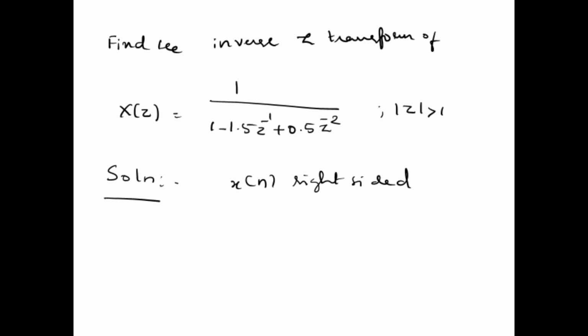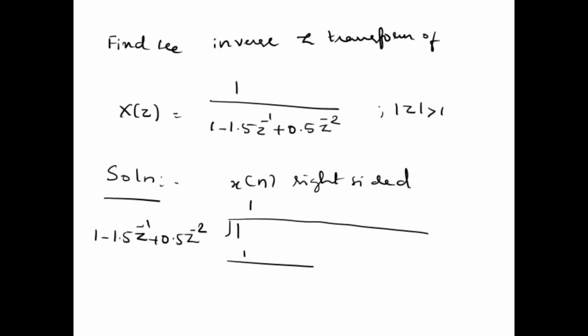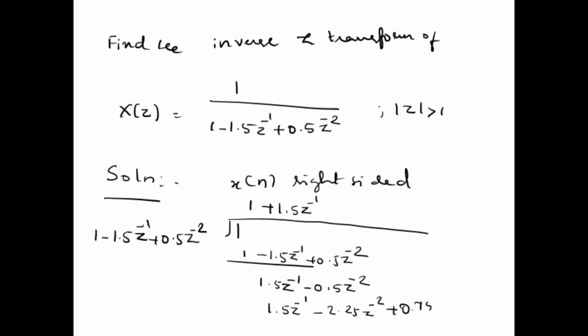Therefore, x of z we have to convert into a power series having negative powers of z. That is, the divisor is 1 minus 1.5 z inverse plus 0.5 z to the power minus 2. Multiplying it by 1, we get 1 minus 1.5 z inverse plus 0.5 z to the power minus 2, leaving 1.5 z inverse minus 0.5 z to the power minus 2. Once again I multiply by 1.5 z inverse, and we get 1.5 z inverse minus 2.25 z to the power minus 2 plus 0.75 z to the power minus 3.